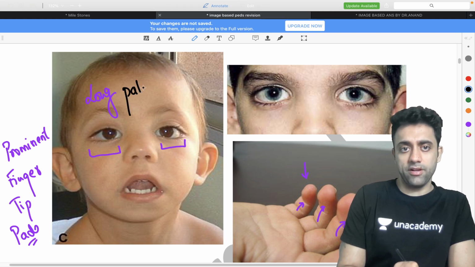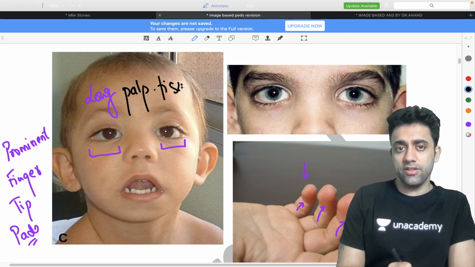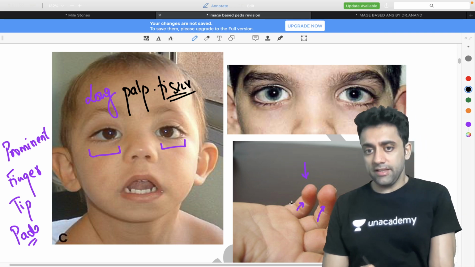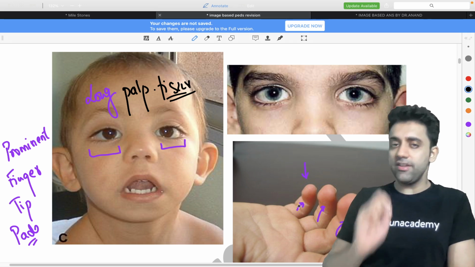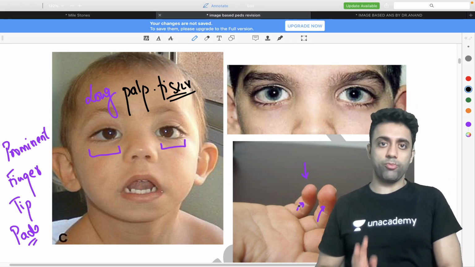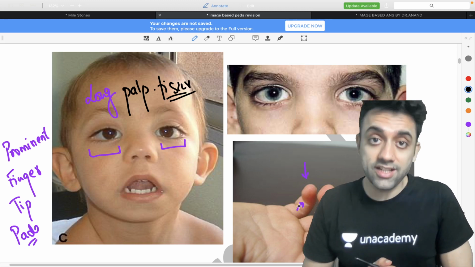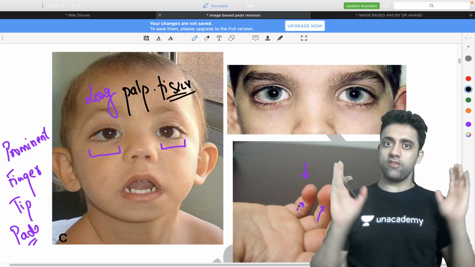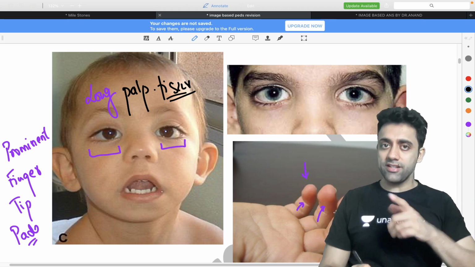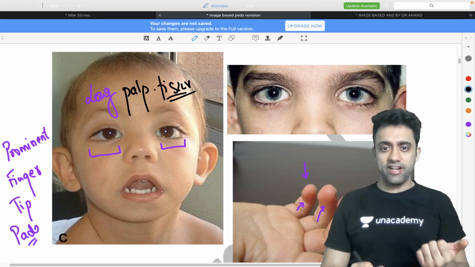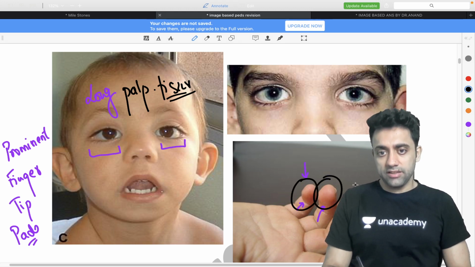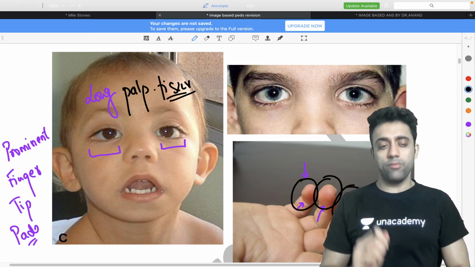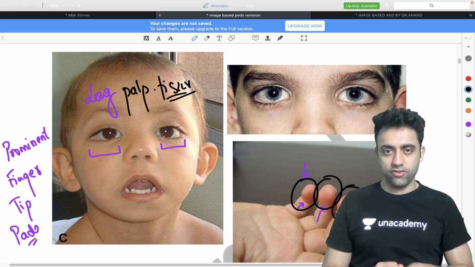Long palpebral fissure. So what is this syndrome you're talking about? Every time I tell you, every syndrome has one specific peculiar point, and that is what we have to connect and write in the exam to get rank 1. We are only studying for rank 1, not rank 2. Hemihypertrophy is there in Beckwith-Wiedemann syndrome, whereas this prominent fingertip pad of fat is there in one syndrome, I'll tell you.